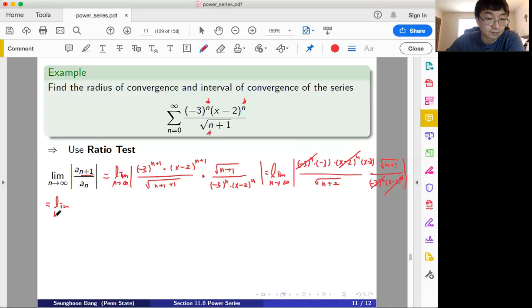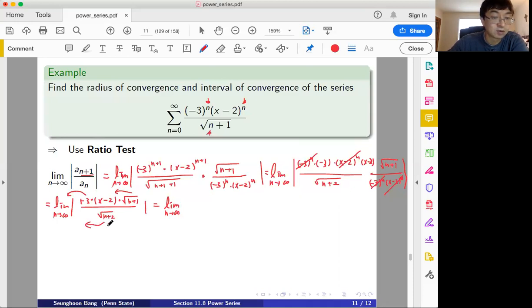This is a limit as n approaches infinity. You have to keep negative 3. So it's the absolute value of negative 3 times x minus 2 times the square root of n plus 1 over the square root of n plus 2. It's like the limit as n approaches infinity. This is inside an absolute value sign, so you don't need the negative; you can change it to positive. Take out 3. The square root of n plus 1 is also positive, and so is the square root of n plus 2. So we have 3 times the square root of n plus 1 over the square root of n plus 2 times the absolute value of x minus 2.